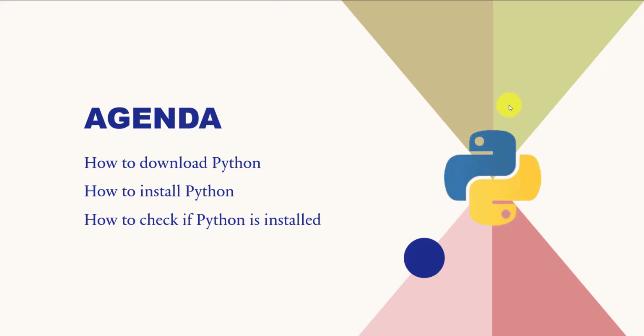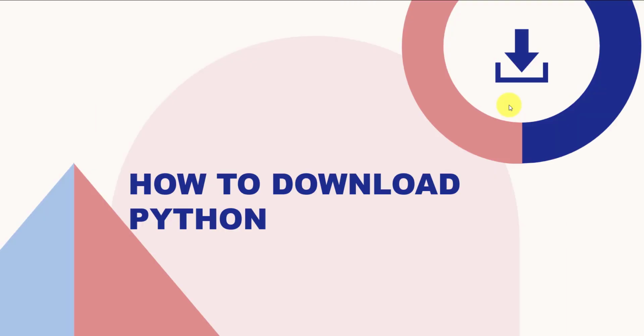So in this video tutorial, we will first see how we can download Python in our operating system. Then we will see how we can install it. And in the last, we will understand how we can check if Python is properly installed in our operating system or not. And currently for this video, we are focusing on working with Windows operating system. So let's first see how we can download Python in Windows operating system.